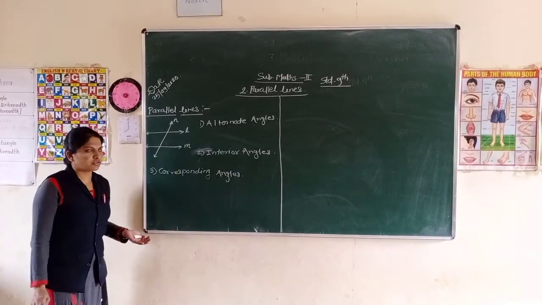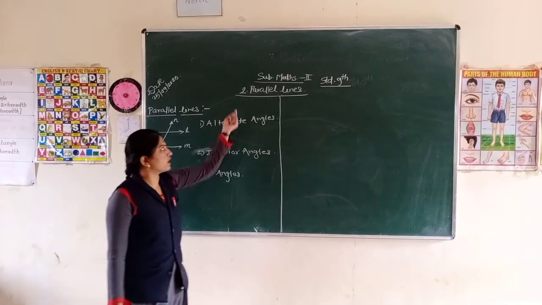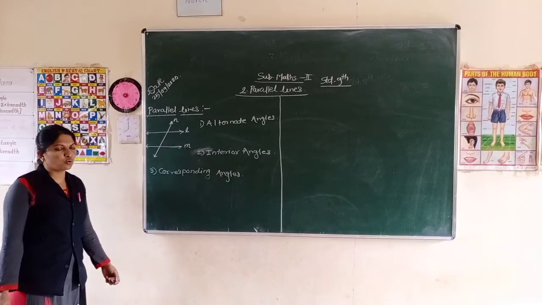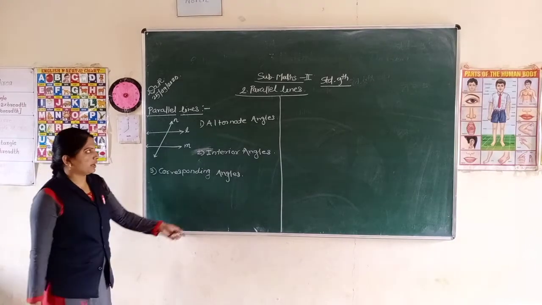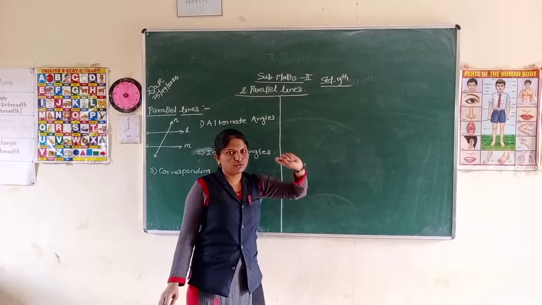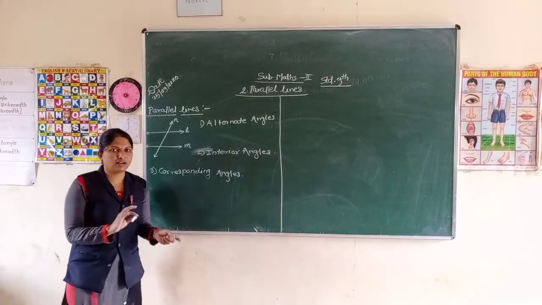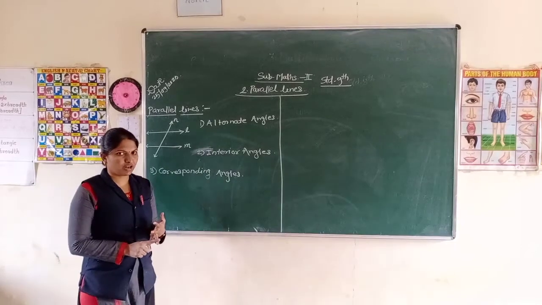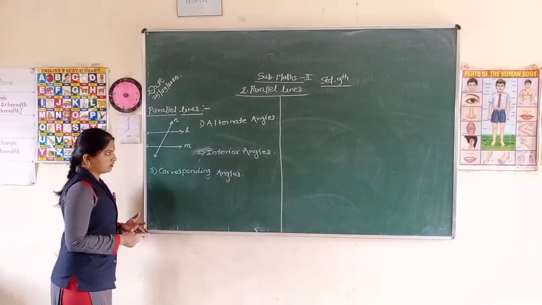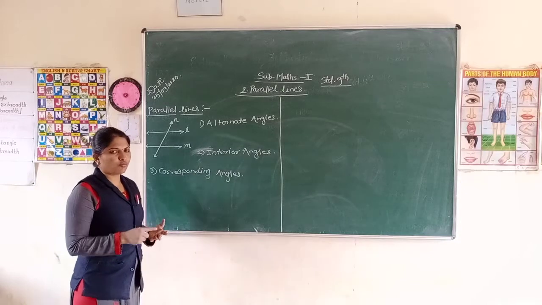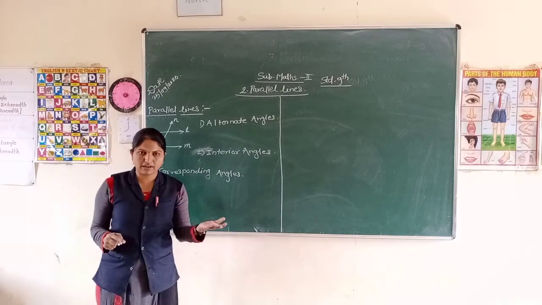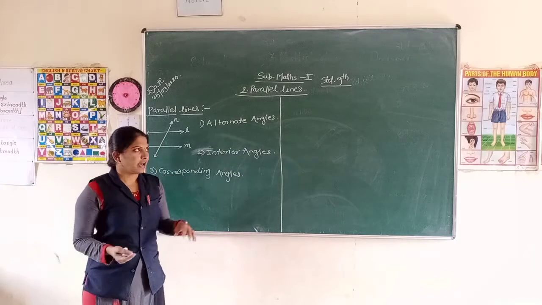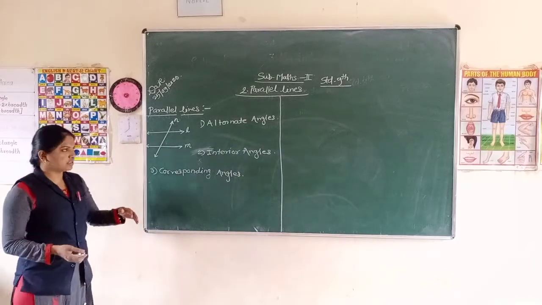Stay home, stay safe. Today we are going to start our second chapter from part 2, geometry, parallel lines. You learned the basics of parallel lines in your 8th standard: the definition of parallel lines, the definition of a transversal, then the types of angles formed by parallel lines and a transversal, and the characteristics of those pairs of angles. Let's revise something.